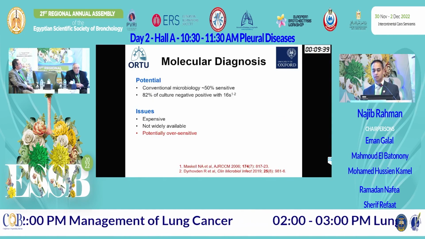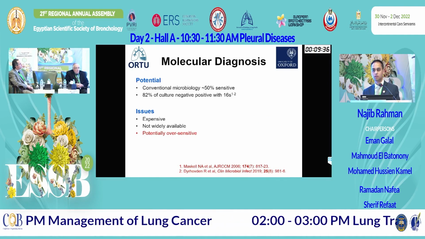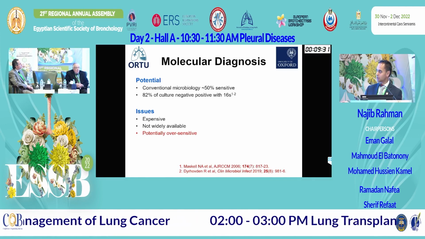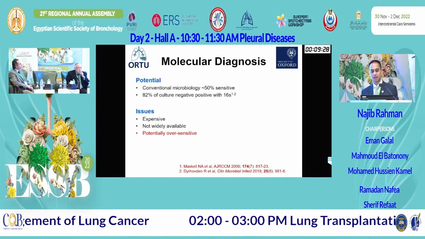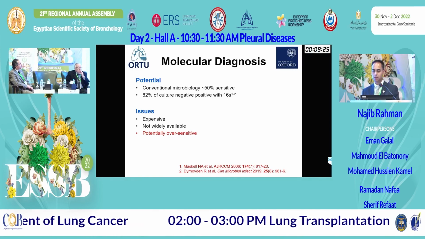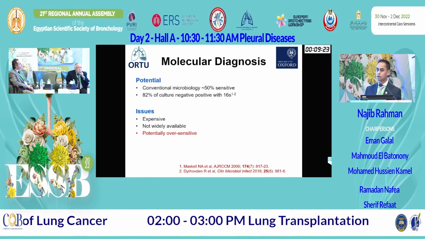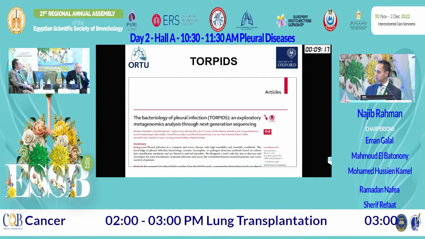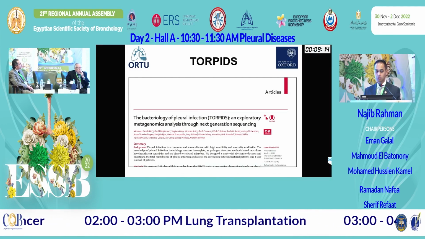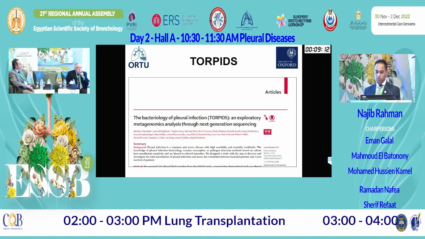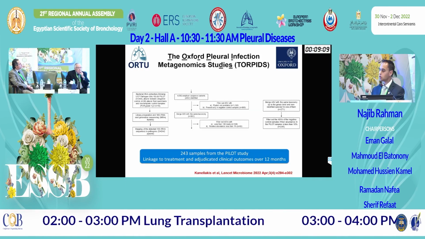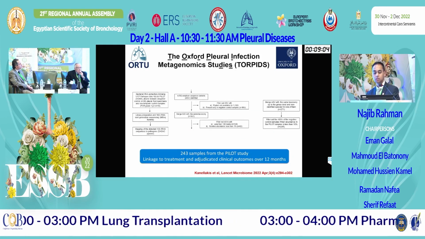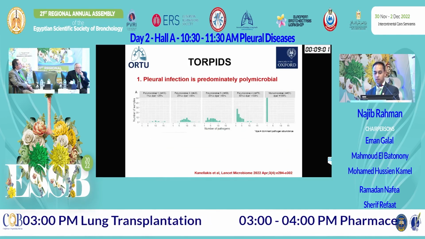What about molecular diagnostics? You will all be familiar with this from your diagnosis of TB. And we know that in pleural infection, 82% of culture negatives become positive with 16S, which is a PCR molecular technique. The problem is that it may be oversensitive, and no group to date has shown that it associates with outcome until this particular study. This was led by Nick Kanellakis, who's the postdoc in my lab, and published in The Lancet just earlier this year. So we took 243 patients, we subjected them to metagenomics, which is a deep sequencing technique, and I'll just accelerate to the answer.